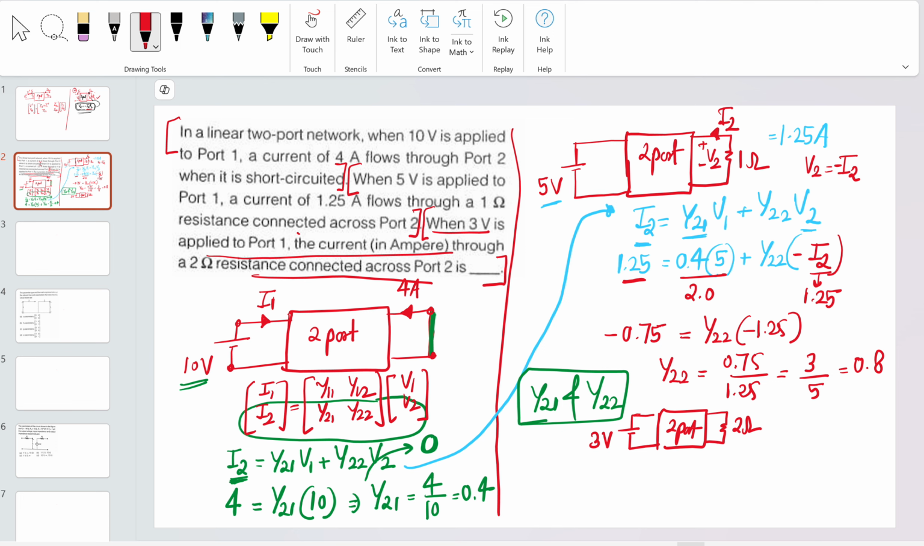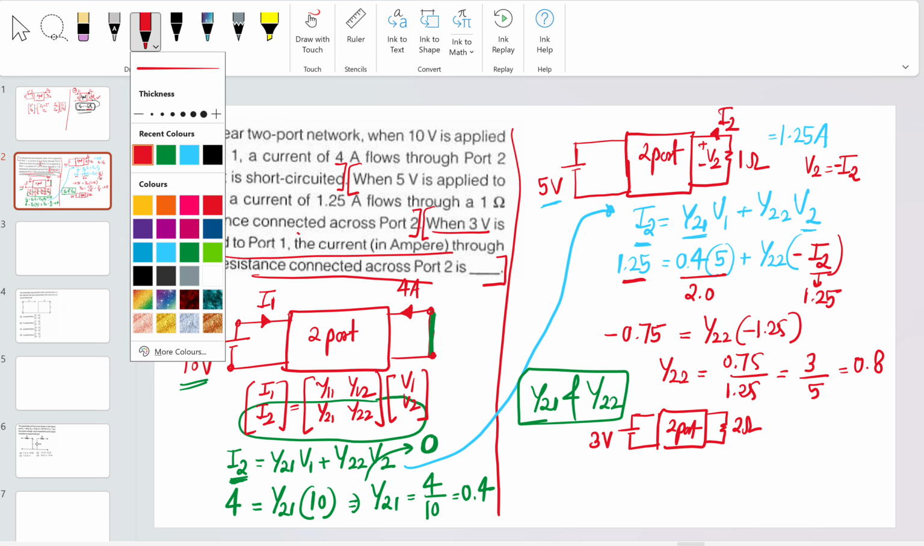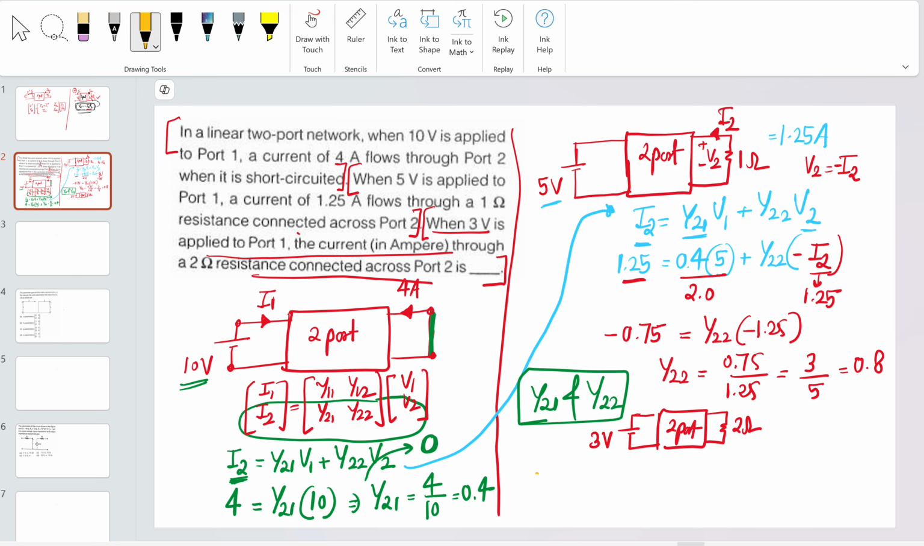Okay, you got 0.6. Let me find out, and then we will re-verify whether it is correct or not. That's good that you have got the answer. So let me re-verify whether it is correct or not. Okay, so let's solve it.